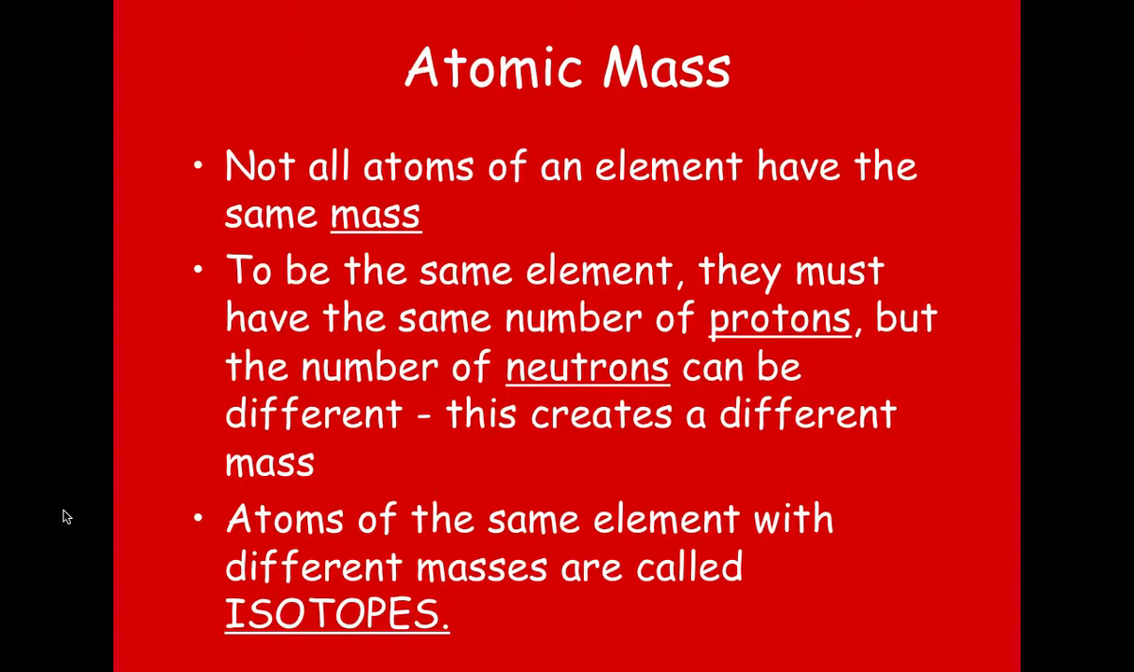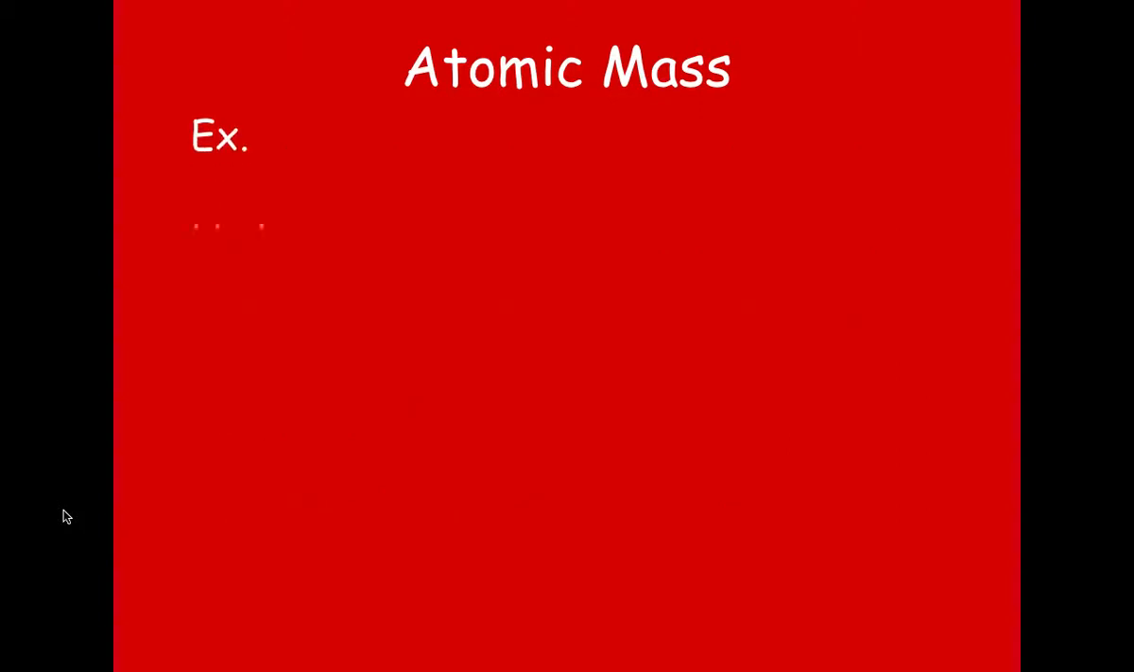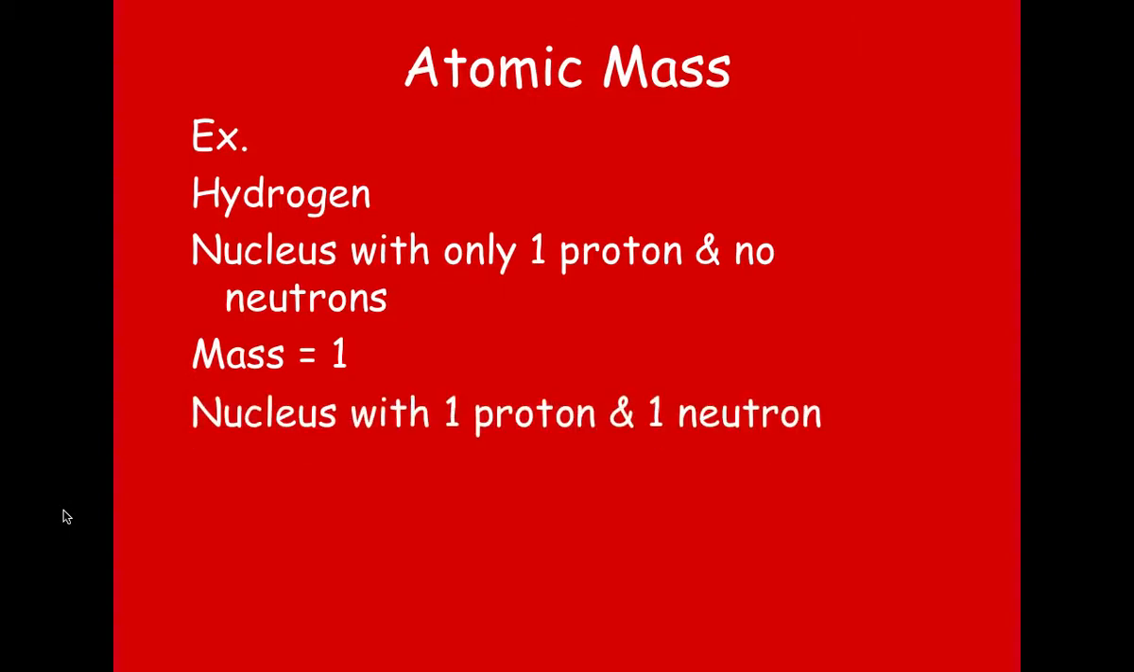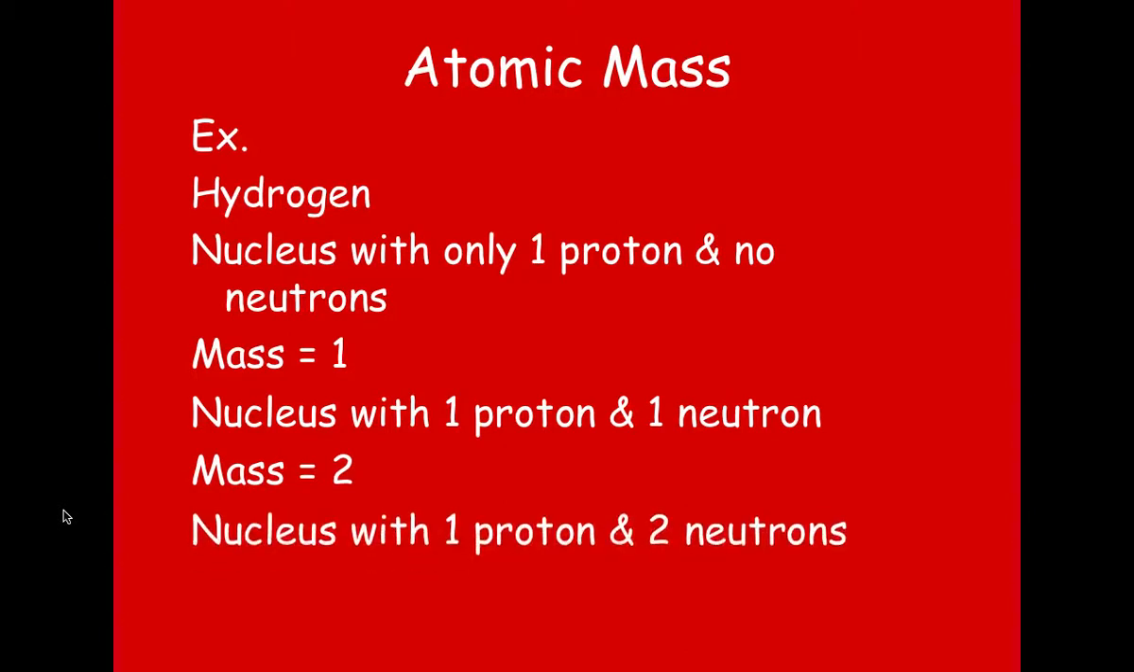Now let's run through an example of an element with some isotopes, and that is hydrogen. If I have hydrogen with a nucleus that has only 1 proton and no neutrons, my mass is going to be 1. If I take that same element of hydrogen, I still only have 1 proton, but this time I have 1 neutron. My mass is 2. And my third isotope gives me 1 proton, still hydrogen, still atomic number of 1, and 2 neutrons with a mass of 3.